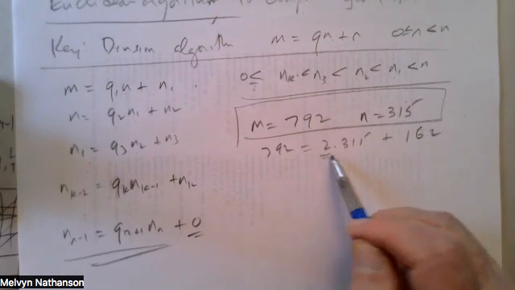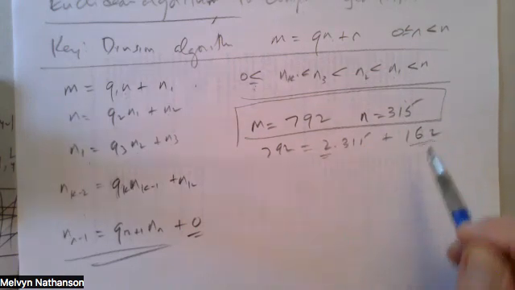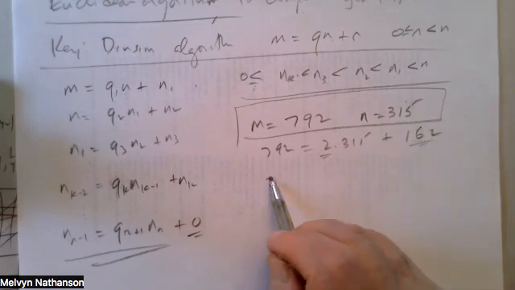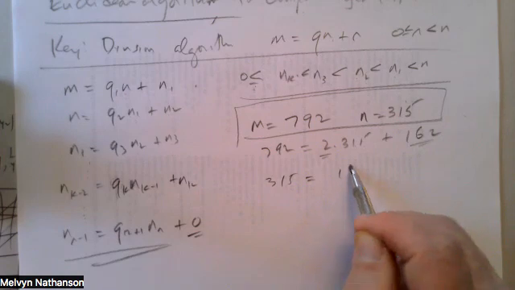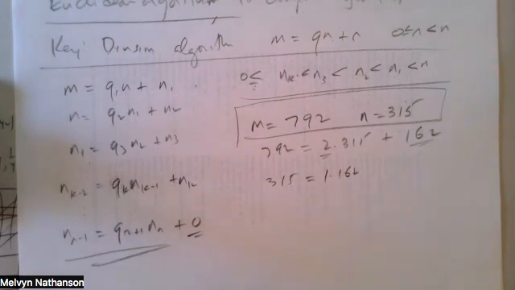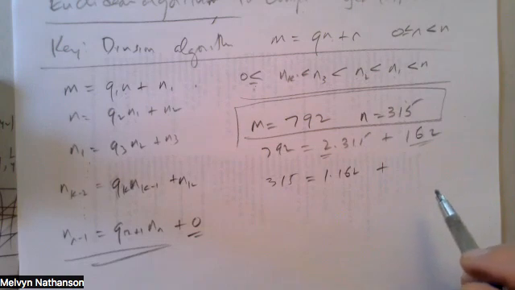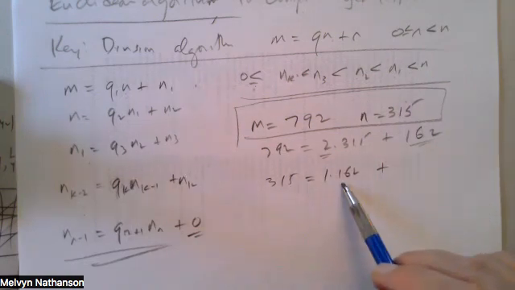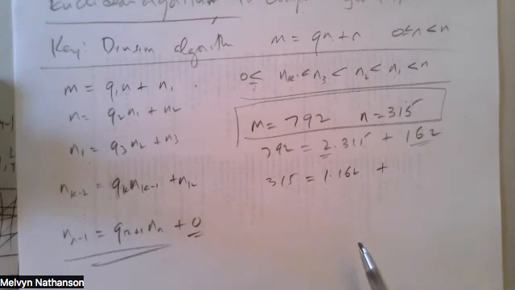So this is the first quotient. This is the first remainder. Then I take 315 and I divide by the remainder. 315 is 1 times 162. And what is the remainder? Can someone tell me? What is the remainder when you divide 315 by 162?